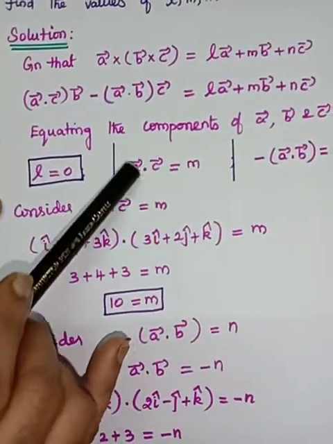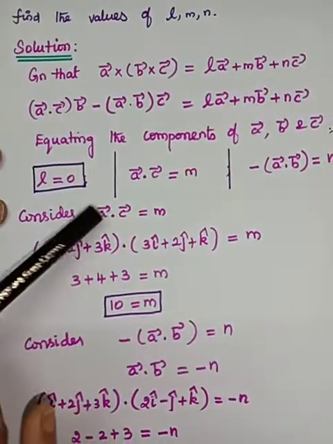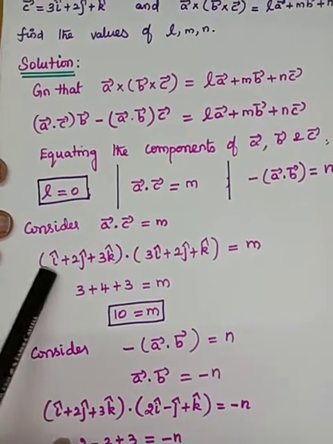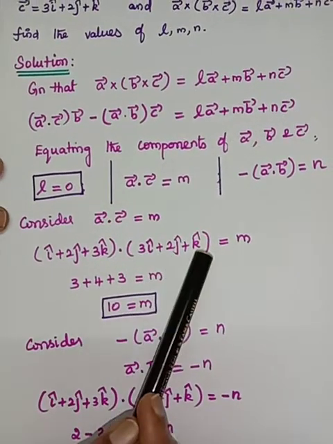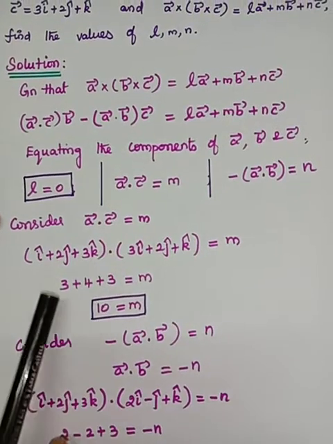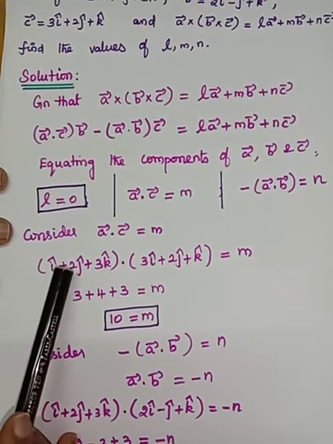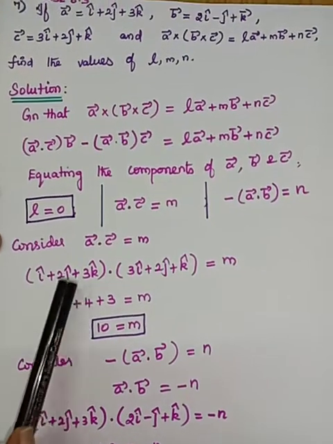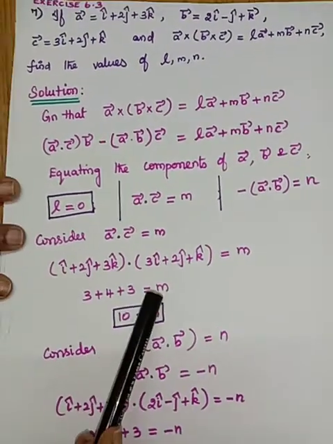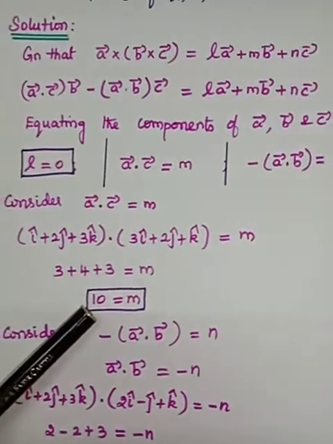Okay, so now you consider this. You have to find the dot product between A and C. So A vector is this, C vector is here. So in the dot product, same components have to be multiplied. So 1 into 3, 3 plus 2 into 2, 4 plus 3 into 1 is 3. That is equal to M. So you are getting M is equal to 10.